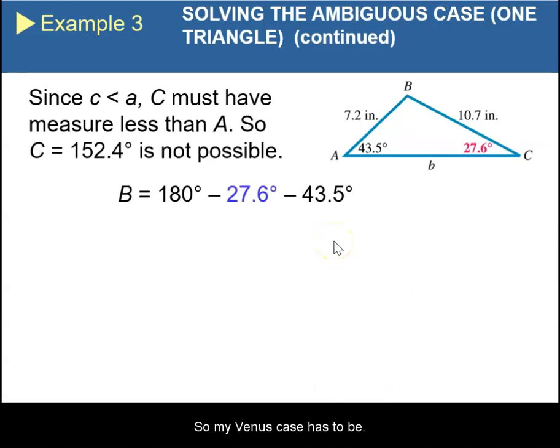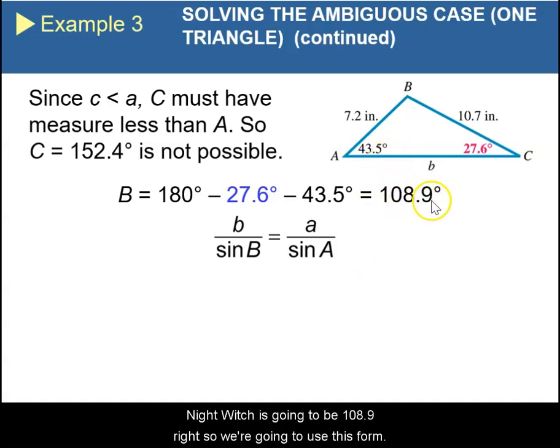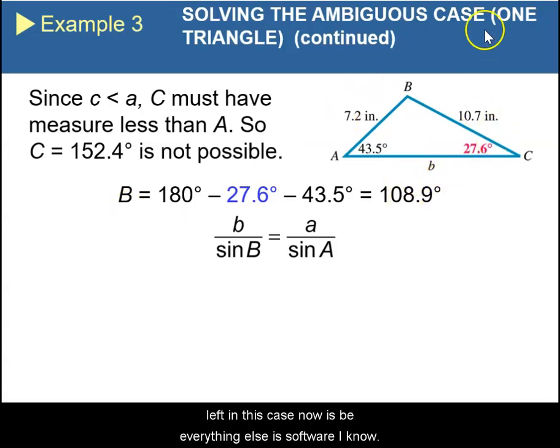So my B in this case has to be the difference between 180 and the sum of these two angles, right, which is going to be 108.9, right? So we're going to use this form of the law of sines because the only thing we have left in this case now is b. Everything else is solved for. I know the angle of b, I don't know the side of b. So this little b is the only thing I need. So I'll keep it in the top position.